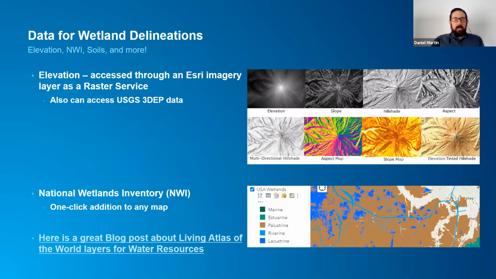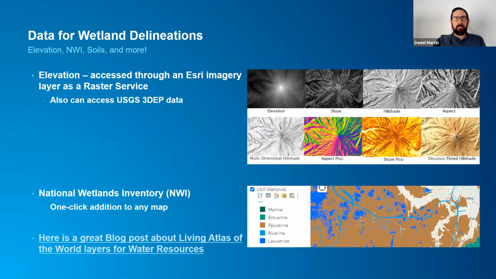So there is a ton of data on Living Atlas of the World, and basically folks like USGS or Fish and Wildlife Service work with Esri to ensure that the authoritative versions of their data are listed on the Living Atlas. So I grabbed a couple of example data sets that would be relevant for wetland delineations, just to give a quick sample, but this is by no means exhaustive of the data that is available.